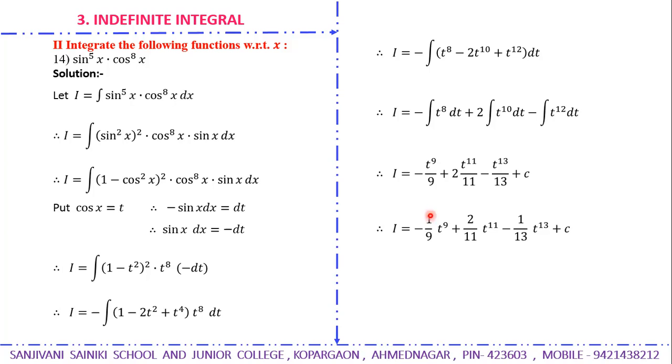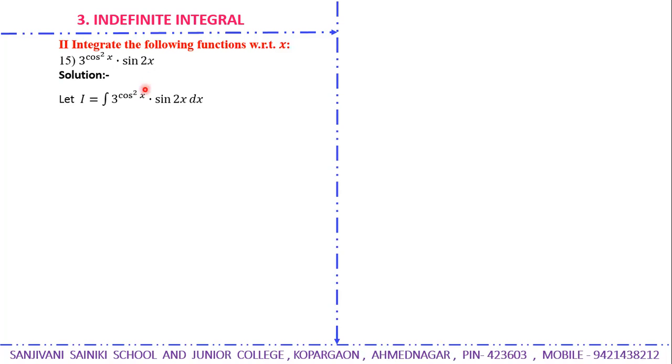I is equal to minus 1 upon 9 t raised to 9 plus 2 upon 11 t raised to 11 minus 1 upon 13 t raised to 13 plus c. Put the value of t, that is cos x. So I is equal to minus 1 upon 9 cos raised to 9x plus 2 upon 11 cos raised to 11x minus 1 upon 13 cos raised to 13x plus c, which is the integral of the given function.